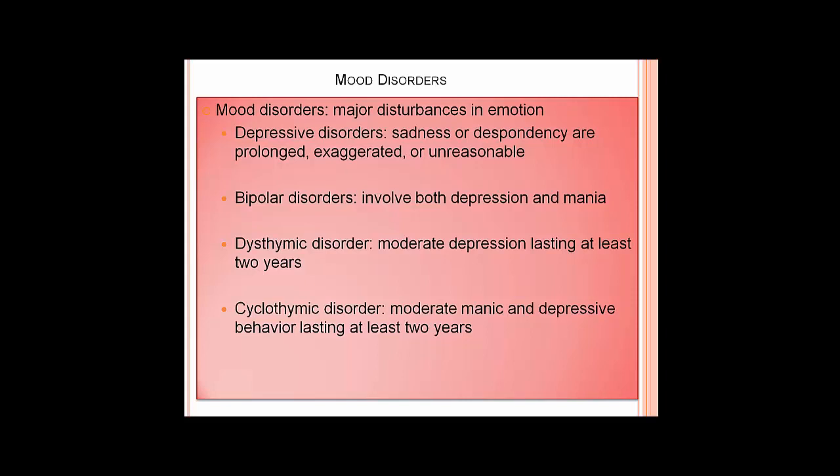Basically, it's the same thing, though, and that is a moderate depression, low to moderate depression lasting at least 2 years. And then there's also cyclothymic disorder, which is a sort of low-level bipolar disorder. But it's very low level. So you see moderate cycling from mania to depression, and this also has to last at least 2 years.